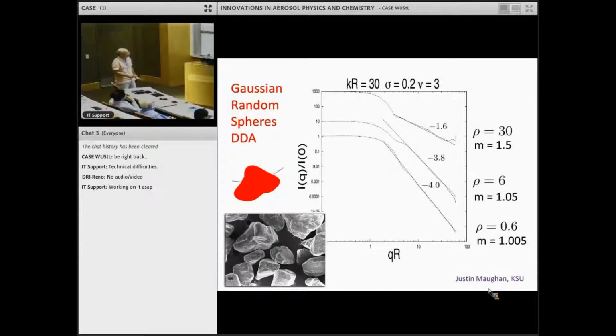So here's some examples of theory out of our group. These are Gaussian random spheres, a well-known simulation of sand grains, et cetera, et cetera. And you can see as the refractive index increases, there are power laws. The slopes are decreasing with increasing refractive indices. There are also Guinier regimes and forward scattering regimes.